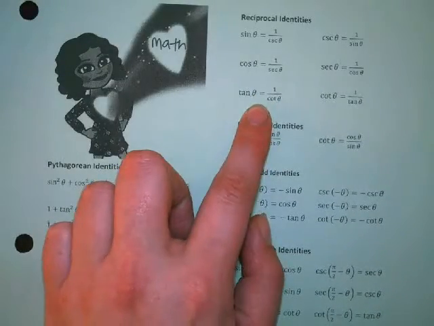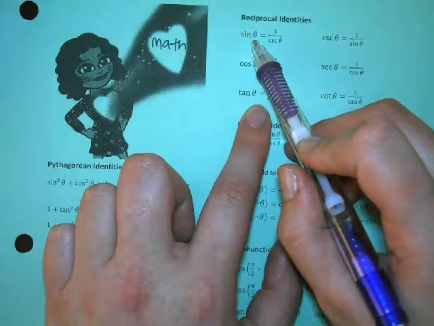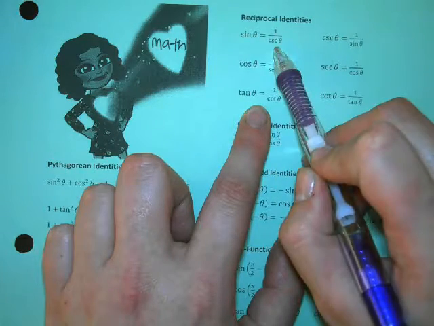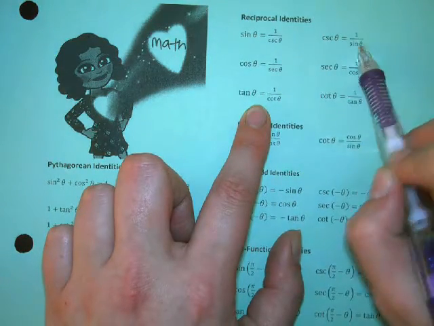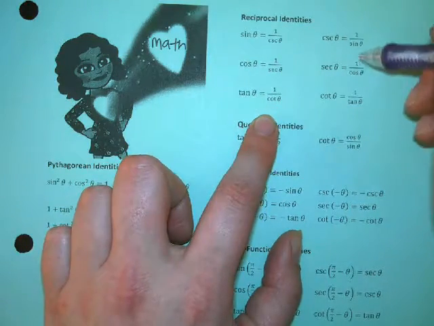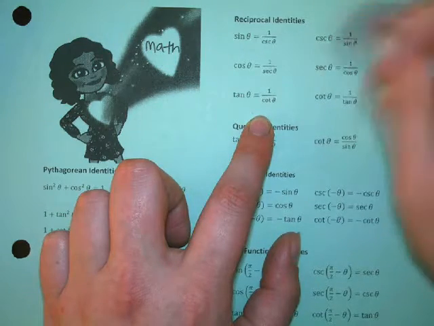This is what we talked about before, is that if you want to find sine or cosecant of something in your calculator, you would do 1 divided by sine. So cosecant is 1 divided by sine, sine is 1 divided by cosecant. So these are the reciprocal identities. You have to memorize these. These should be in your brains.